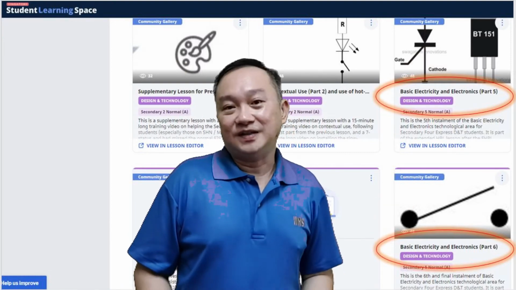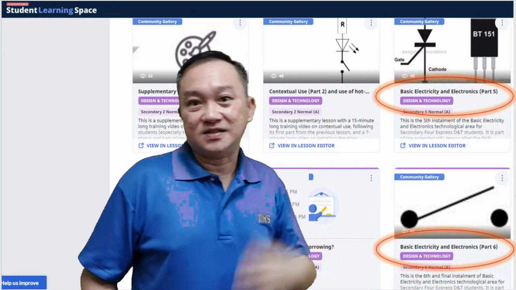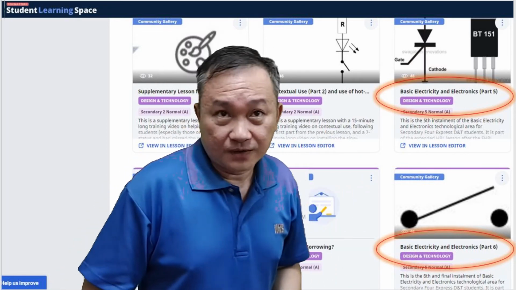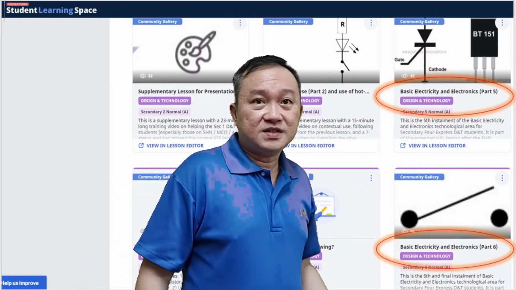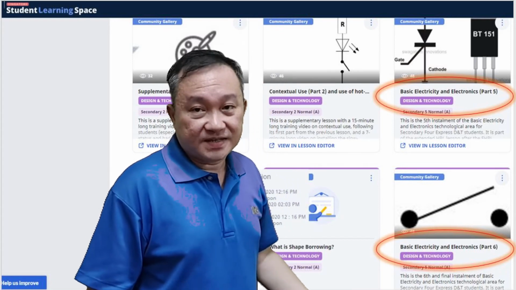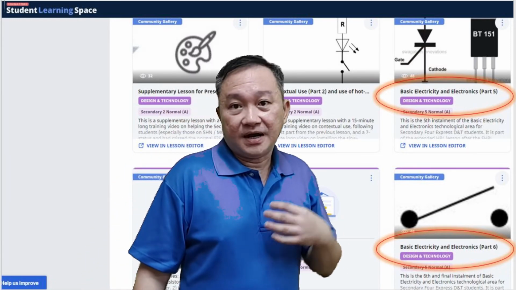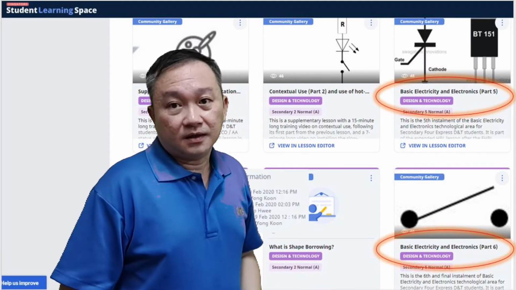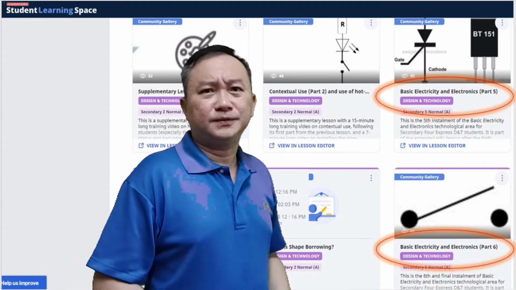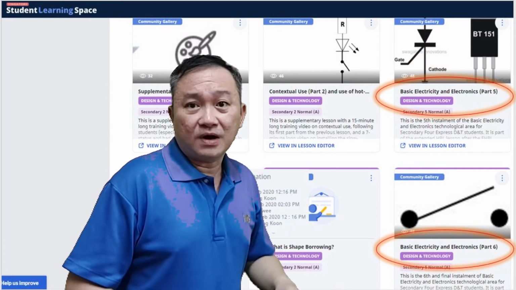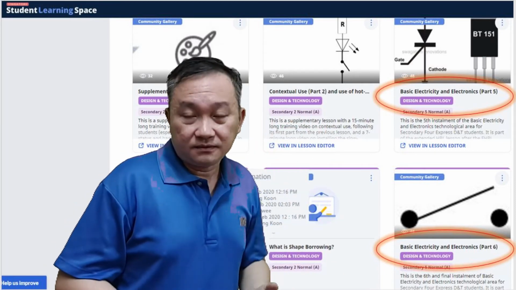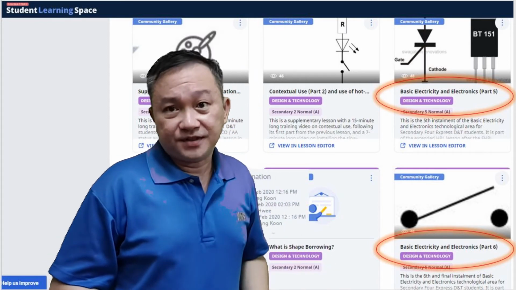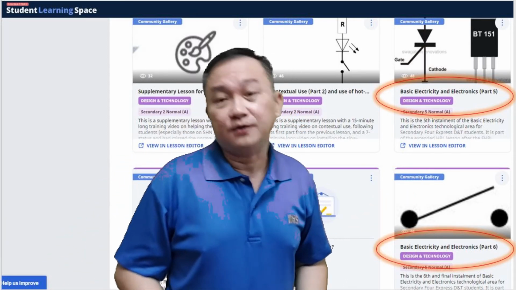So you need to know how the thyristor works, where this gate is, the circuit symbol, and stuff like that. So you really need to delve into that as well. Now, of course, this part here, which is the 6th and final installment of my basic electricity and electronics part 6 SLS lesson, focuses on summarizing your learning through a practice in a past year paper. In this case, I believe it's the 2019 Set 3 Express end of year paper.